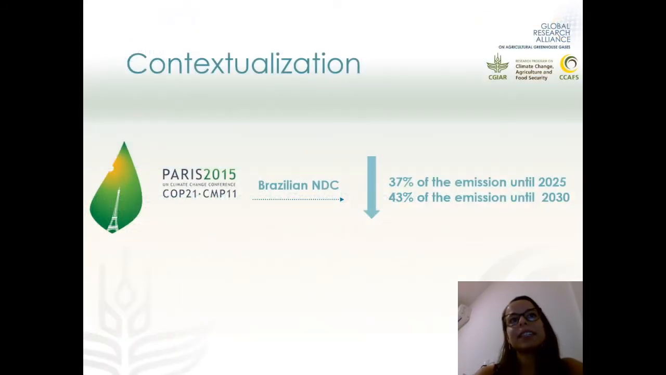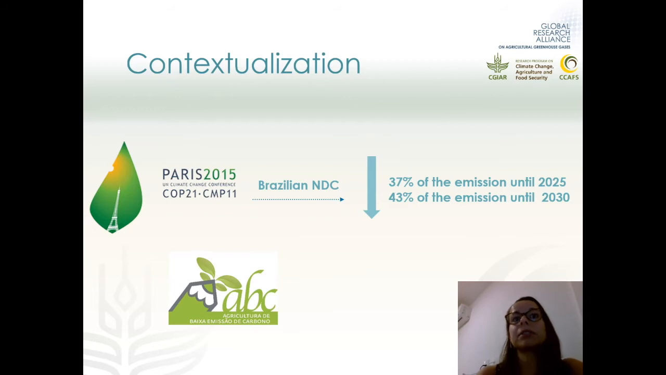Brazil signed the Paris Agreement from COP21, and the NDC, the Nationally Determined Contribution for Brazil, is to reduce emissions by 37% until 2025 and 43% until 2030, based on the emissions from 2005. So for all the sectors, the Brazilian government created plans to achieve this goal. And for the agricultural sector, the government created the Low Carbon Agriculture plan.